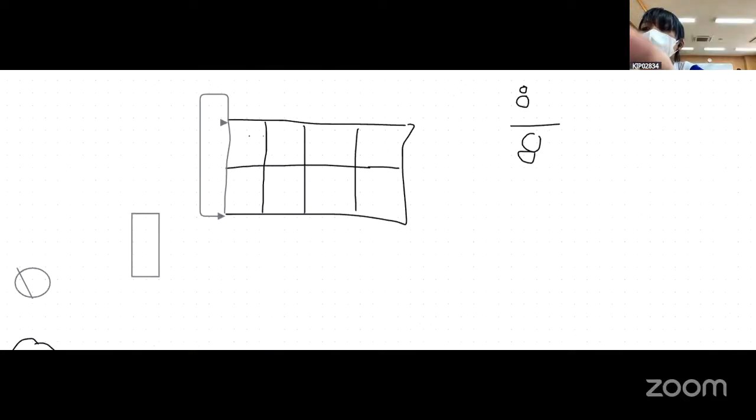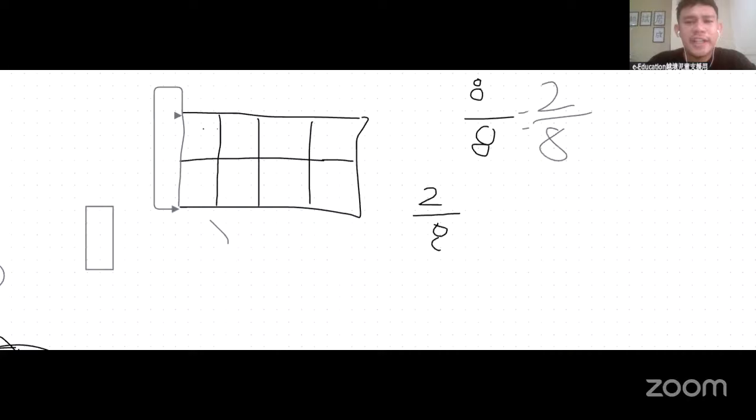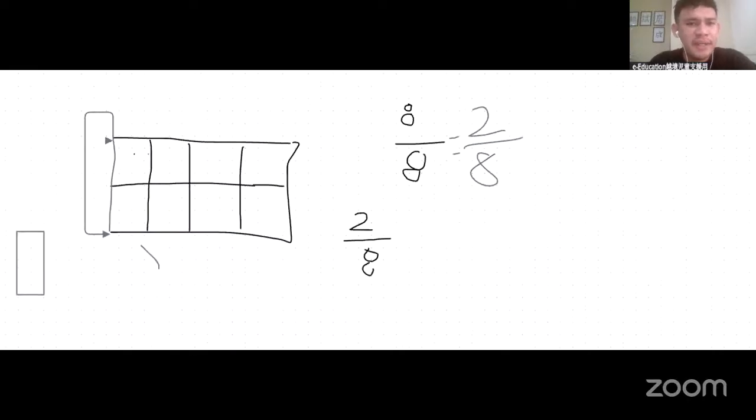So how many slices would you have? So your teacher gave you 2 slices. So you now have 2 slices out of 8 slices. Exactly. Now, if your teacher gave 2 slices to you, how many slices are left in there?